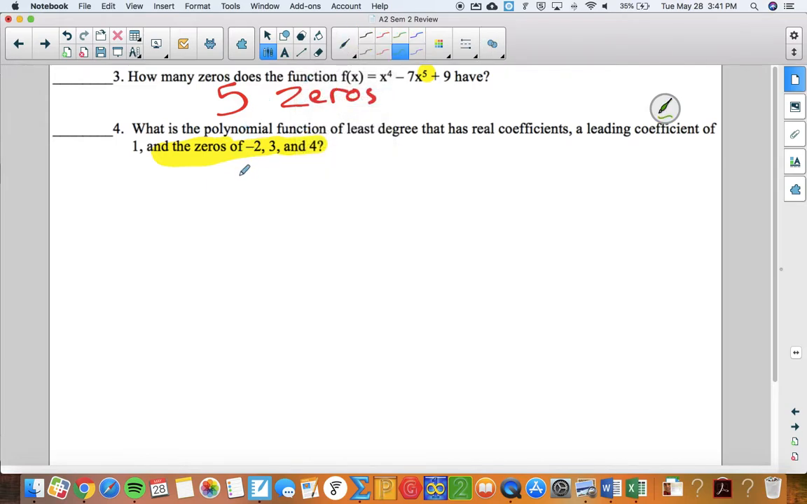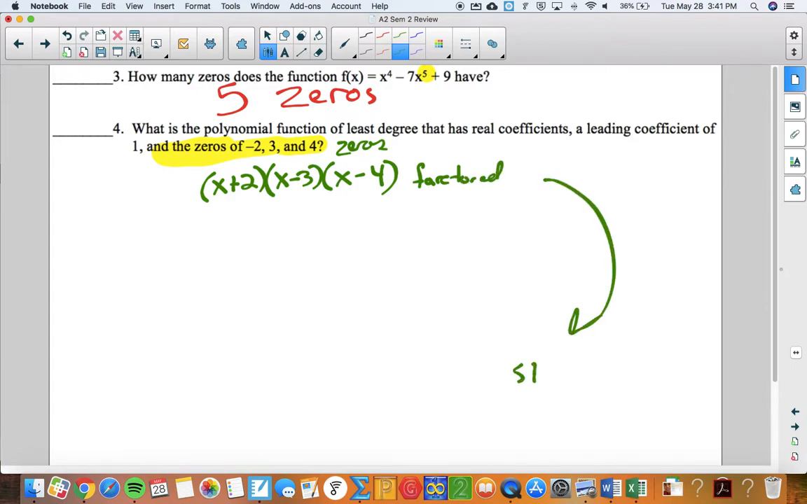The factor that gives negative 2 a 0 is x plus 2, because if I plug negative 2 in here, it makes this equal 0. A positive 3 gives you a factor of x minus 3, and a positive 4 gives you a factor of x minus 4. So from the zeros, we're able to get into factored form, and then from factored form, with some work, we'll be able to get it into standard form, so that we know what degree it is.